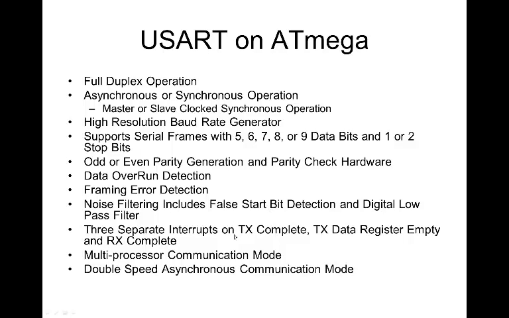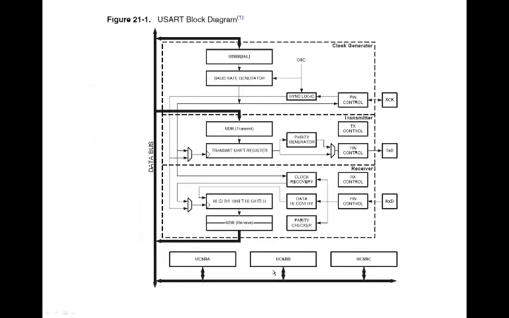Can generate interrupts when a transmit is complete, or the transmit data register is empty, or when your receive has been completed. It allows you to communicate to more than one device, so basically it has good drive strength. And then it can do double speed asynchronous communication modes, meaning that it can double up the speed of the baud rate.